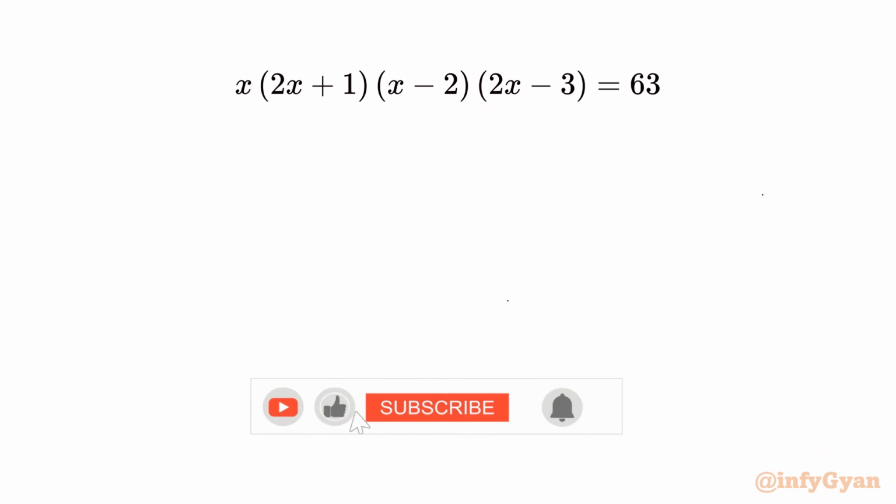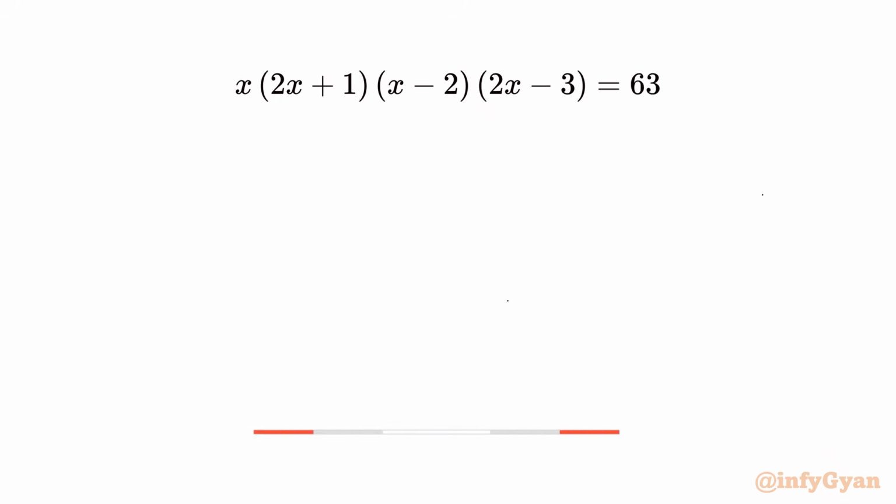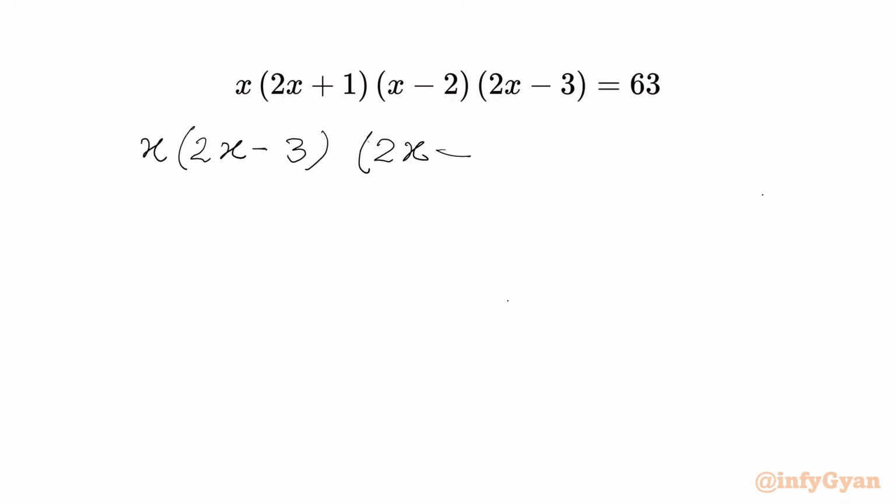In this video, we have one very interesting algebraic equation which we'll be solving for all possible four solutions, real or complex. So let's get it started. I will multiply the first term of LHS, it is x, with the last term of LHS, 2x minus 3. Then we will multiply 2x plus 1 with x minus 2. Right hand side is 63.